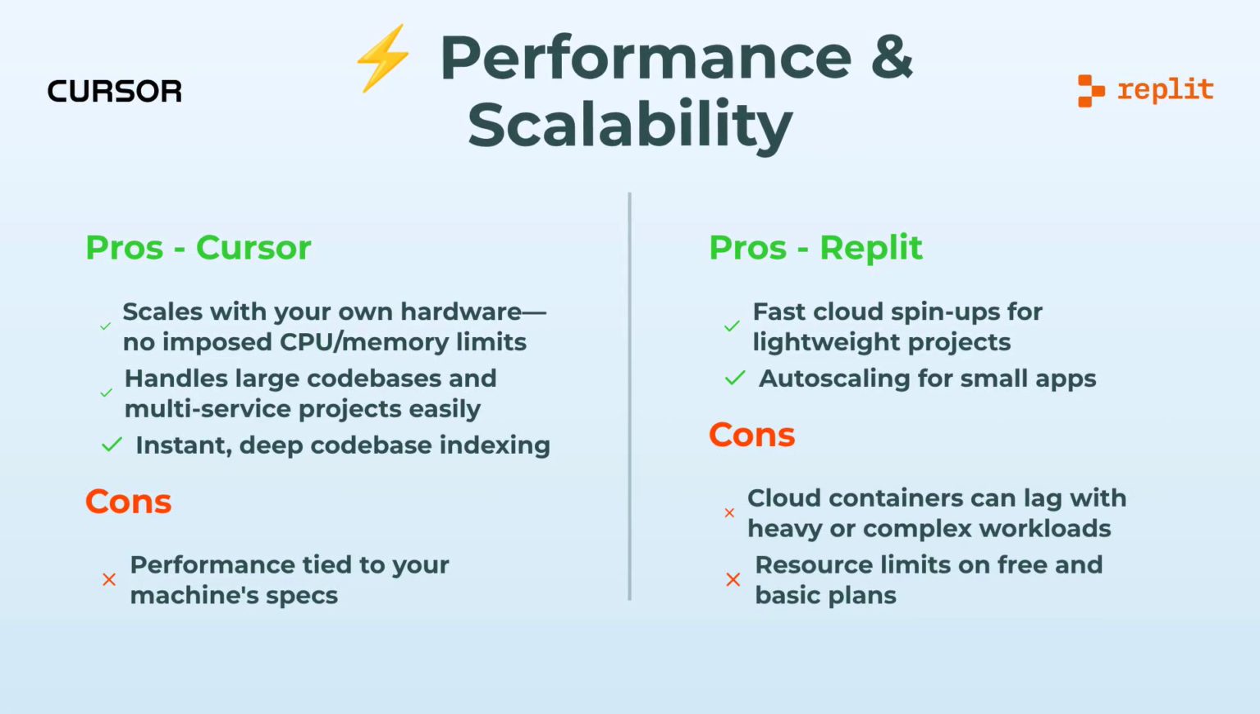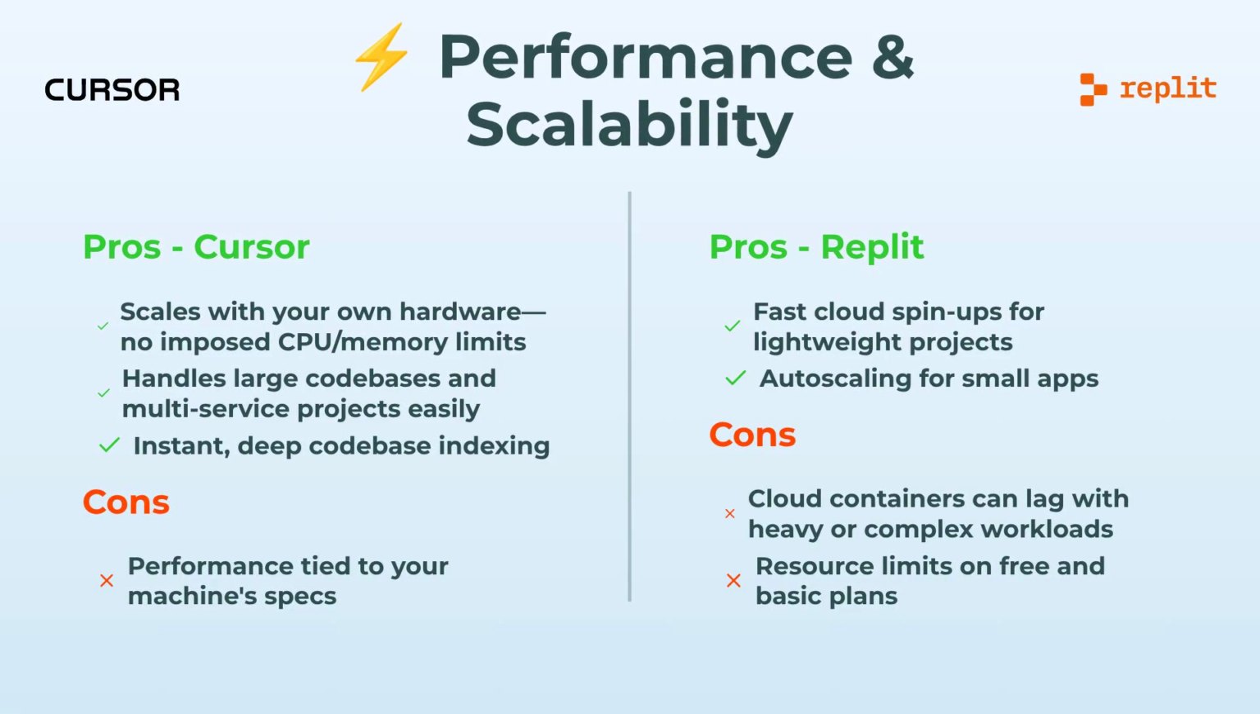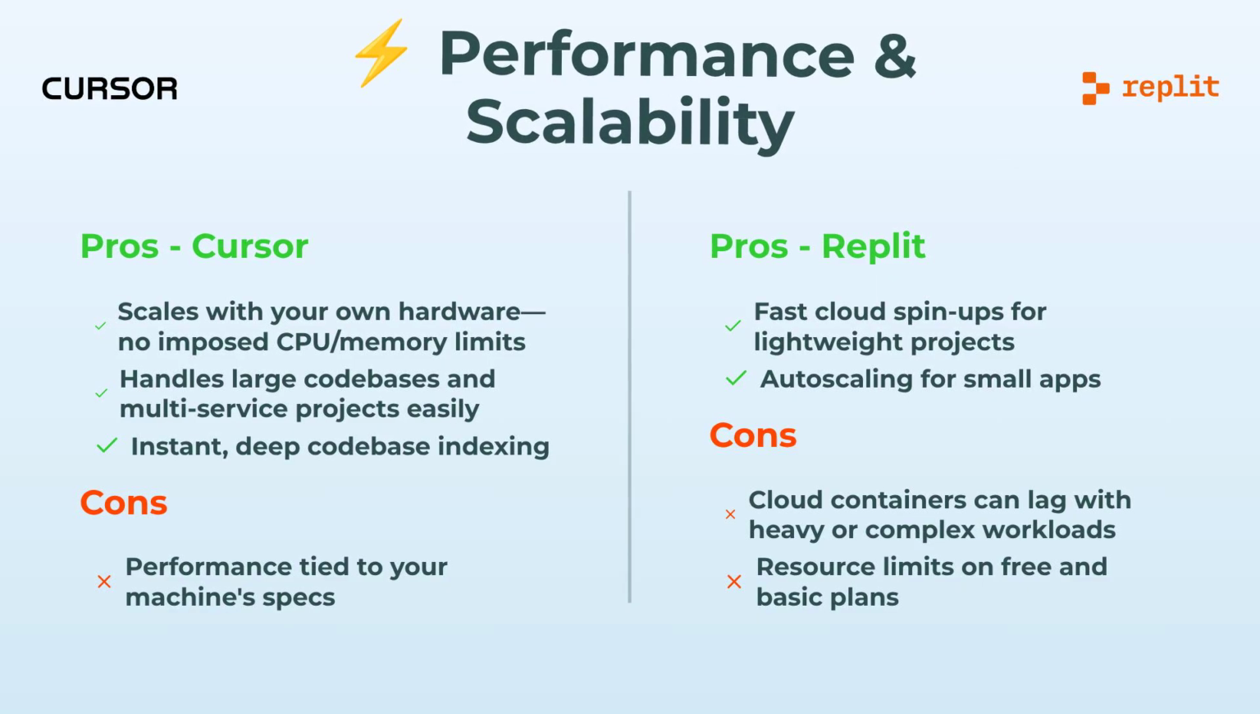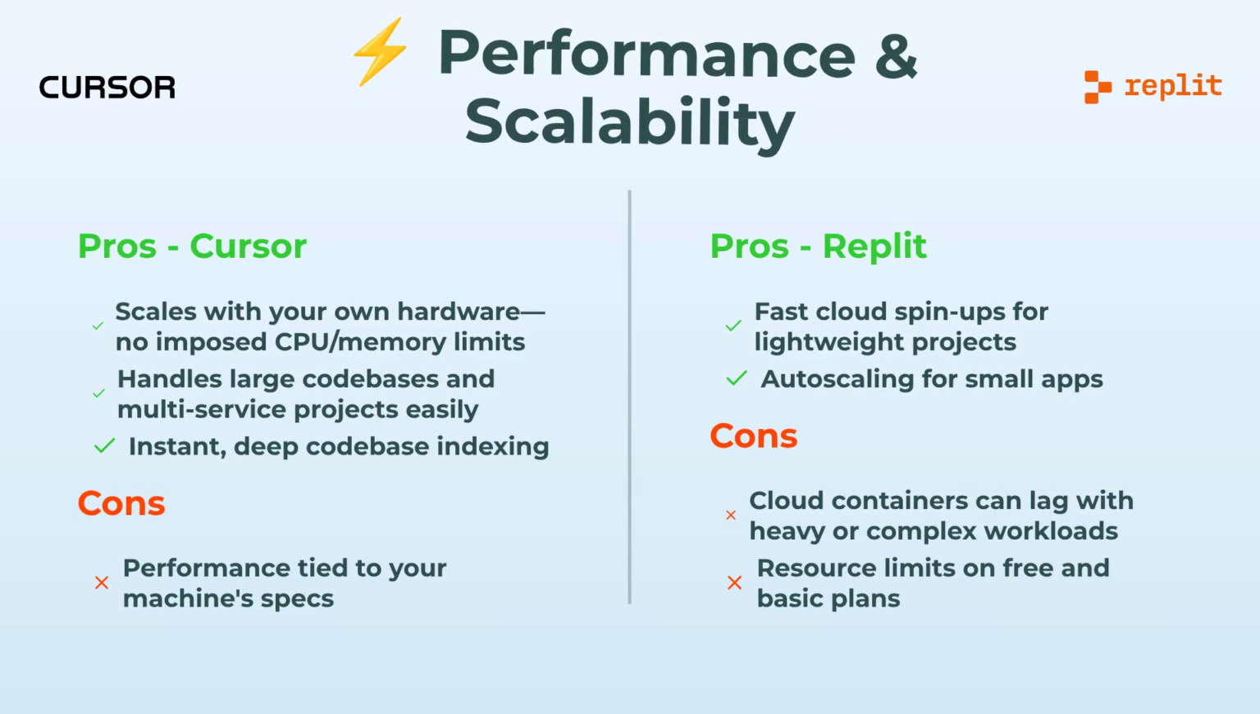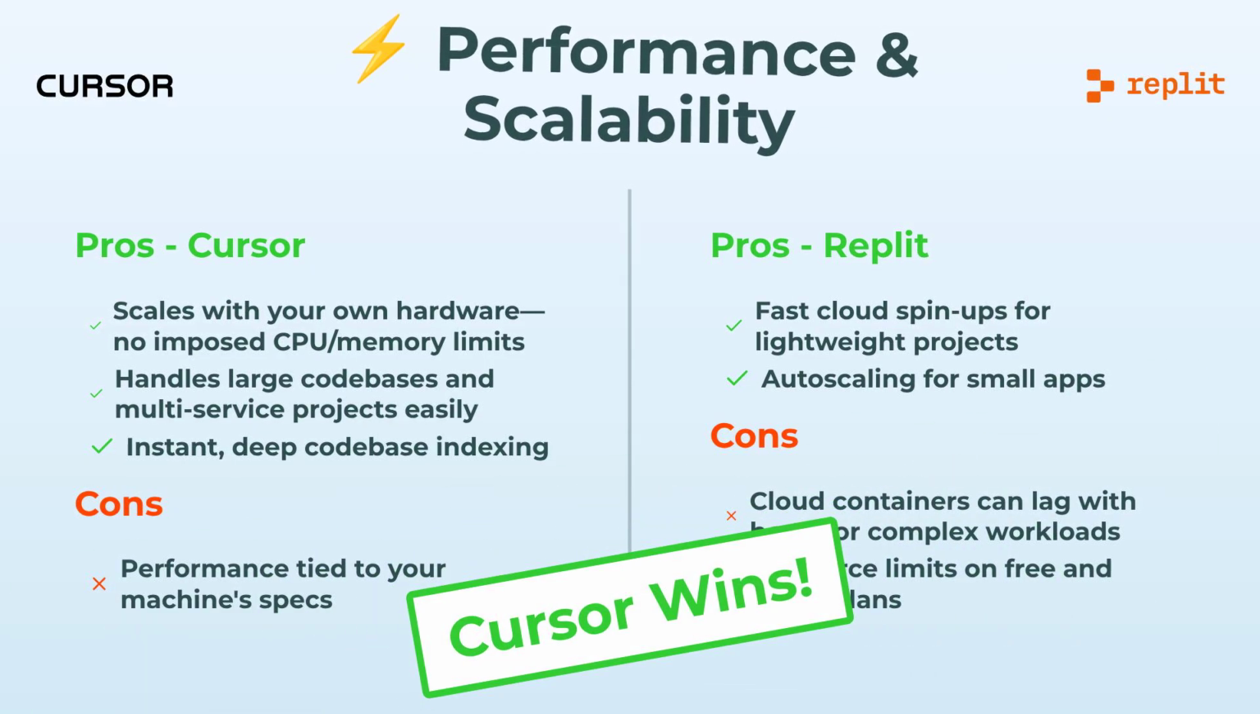Replit, on the flip side, spins up things in the cloud super fast, awesome for small, quick projects. It even does some auto-scaling for apps. But if you start hammering it with heavy-duty workloads, containers can get sluggish and there are hard limits unless you pay up. For power users, Cursor just takes the crown here, no contest.